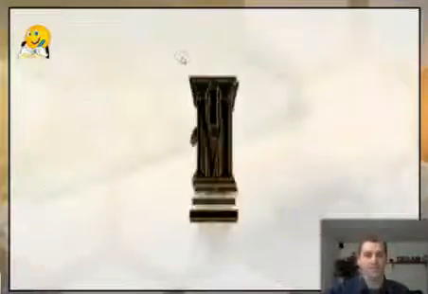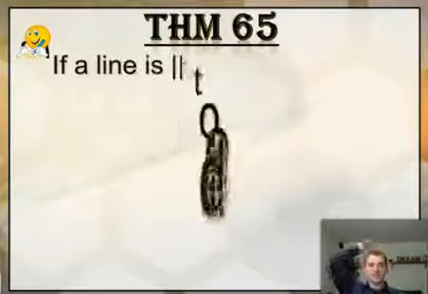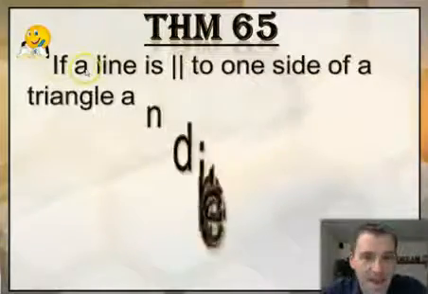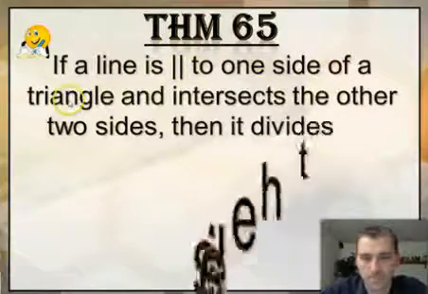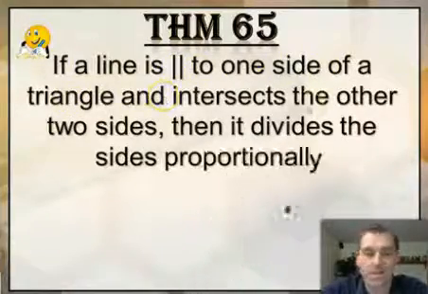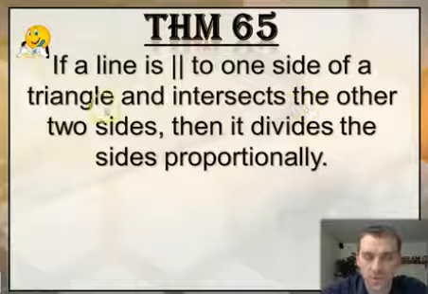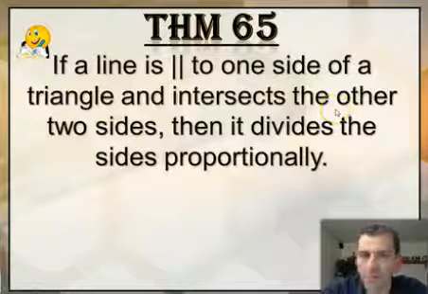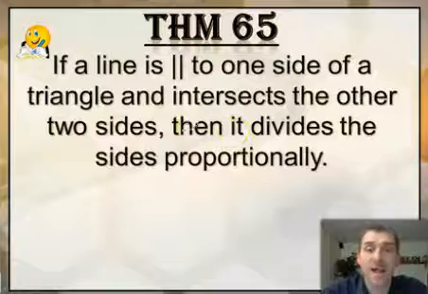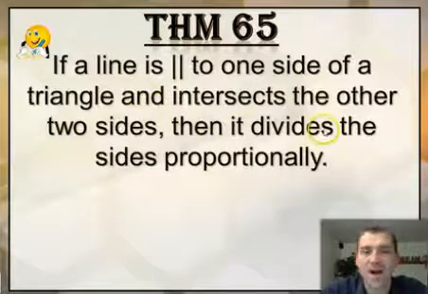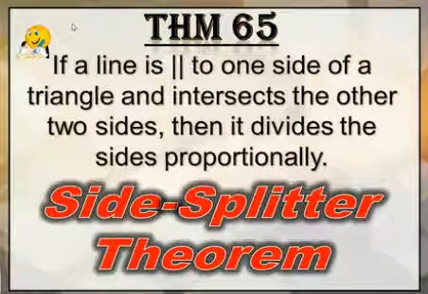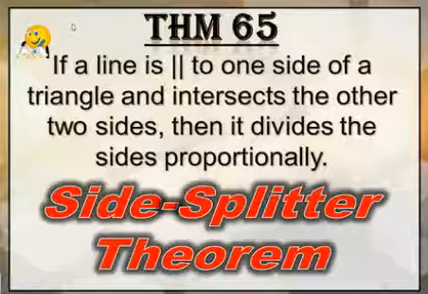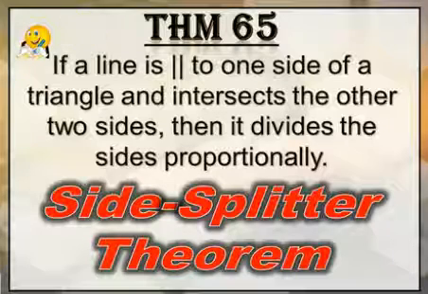You better write it down. It's theorem 65. Here's what it says. If a line is parallel to one side of a triangle and it intersects the other two sides, so that's the one that goes right through the middle, not exactly the middle, we're not talking midline, but if that's the case, then it divides the sides proportionally. And I love the name of this, it sounds so tough. It's called the Side Splitter Theorem.